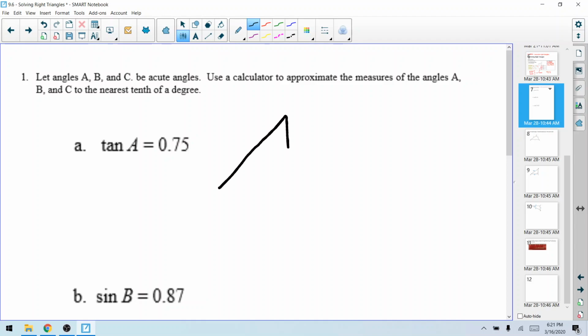So I'm going to draw a right triangle over here. I'm going to make this A, I'm going to make this B, I'm going to make this C. Now, it's telling us the tangent of angle A, so that means we must be referencing this angle. And it's also giving us the tangent. So if we think of TOA here for a minute, tangent, that's the opposite over the adjacent.